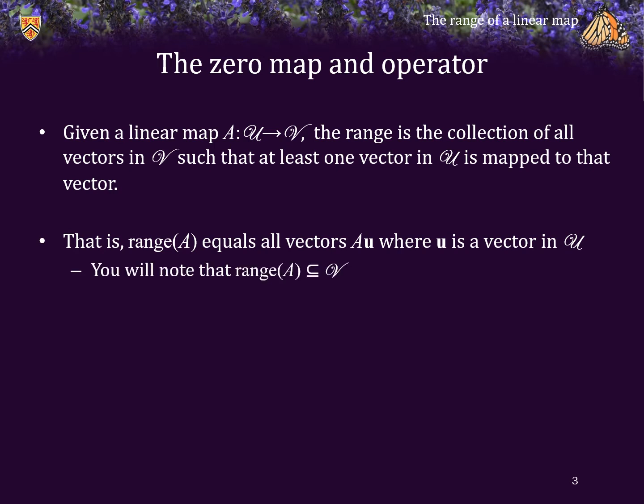You will note that the range of A is a subset of the codomain. Also, we're guaranteed that the range always has at least one element, the zero vector of the codomain. Why is that? Because the domain has a zero vector, and we saw previously that for a linear map, the image of the zero vector is the zero vector in the codomain.